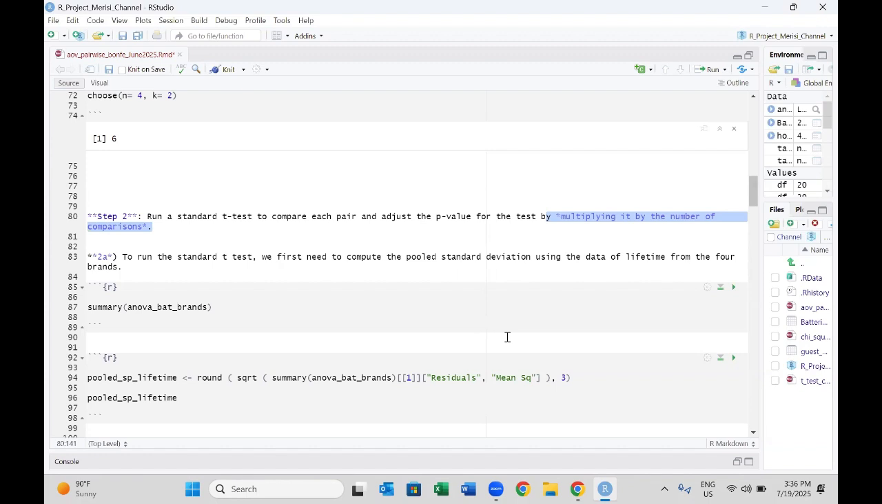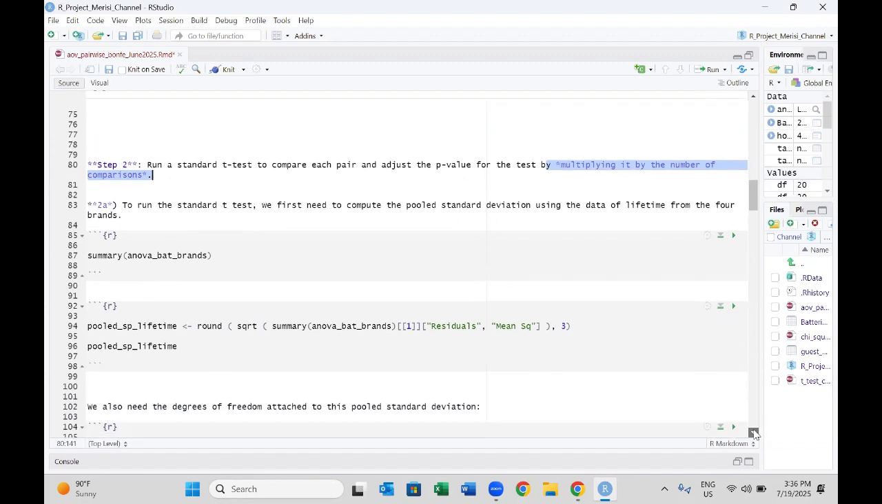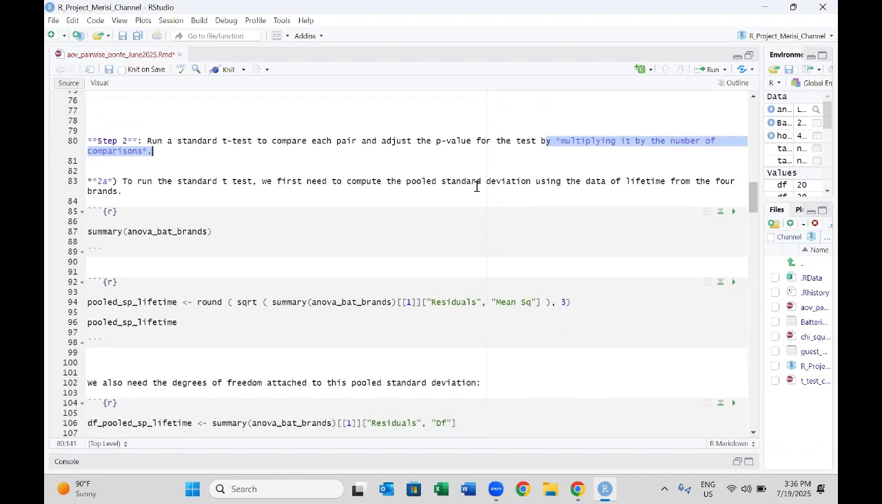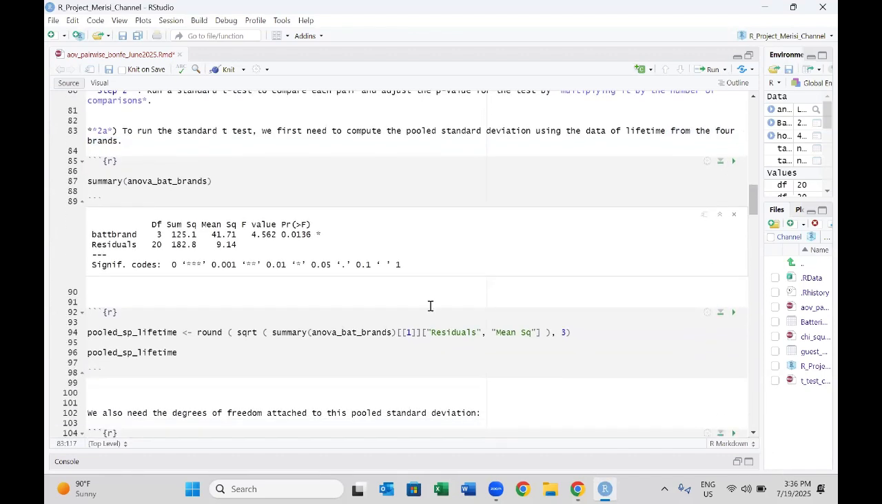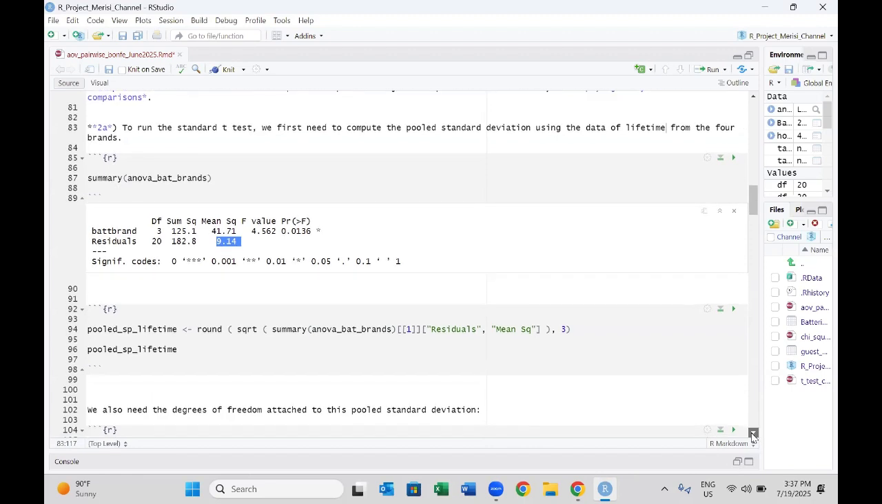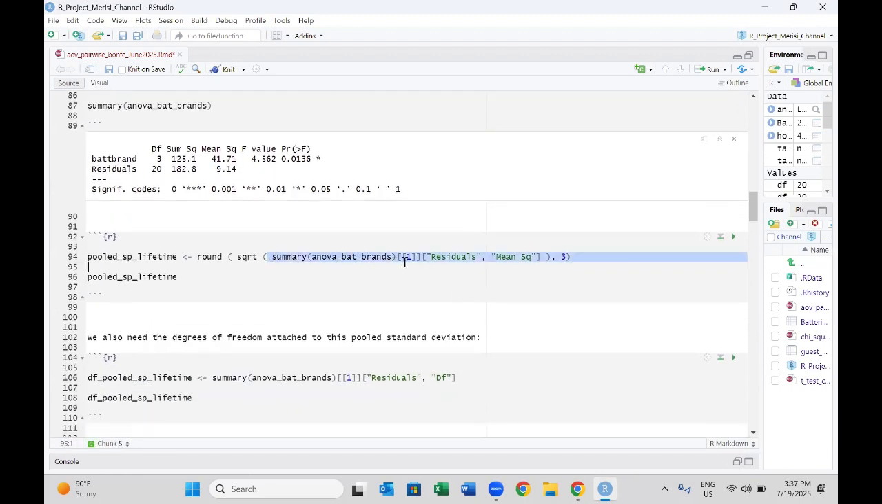All right. To run a standard t-test, we need to do a few things. First, we need to compute the pooled standard deviation using the data from the four brands. One easy way of doing that is from the ANOVA table, we can get the variance of the data using the four brands. To get the variance, we can look at the mean square of the residuals. If we take the square root of that, that will be the pooled standard deviation. That's what I'm doing right here. From that table, I'm getting the mean square of the residuals and taking the square root. That's the pooled standard deviation.